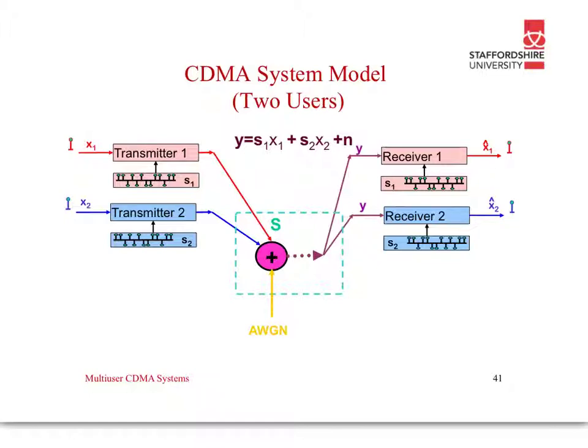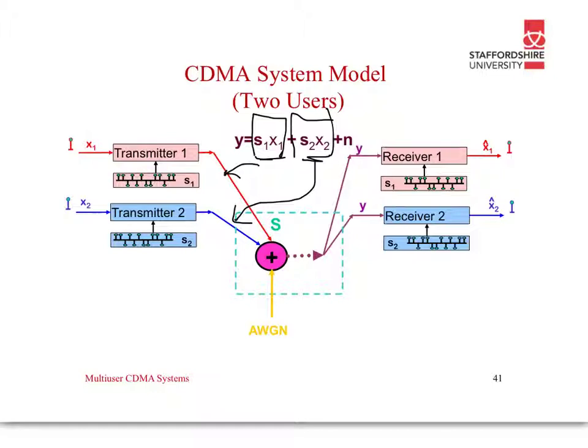Transmitter 2, we have X2, then transmitter 2 will be transmitting their value, and they will have a separate code, unique to S1, different, not unique. So then what we're passing to the channel is S1 times X1 and S2 times X2. We're adding them together, and then we're adding the noise. So Y is now composed of user 1 and user 2 data plus noise.